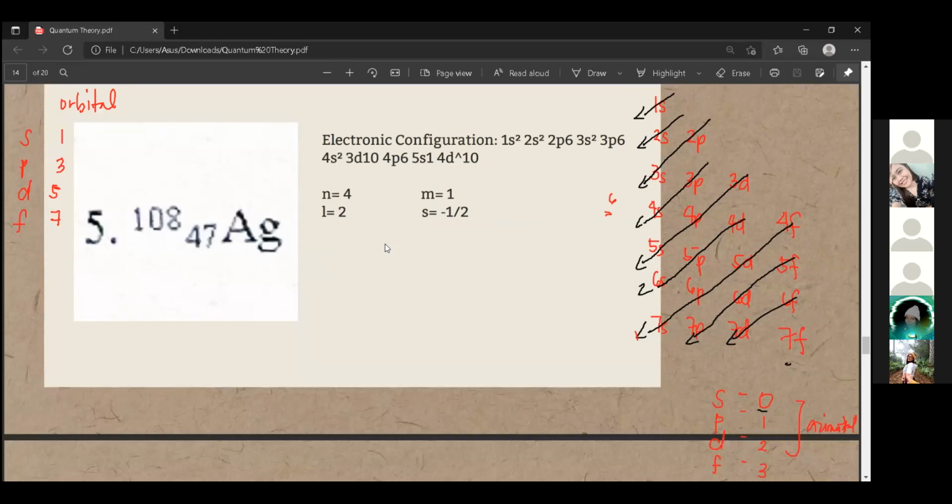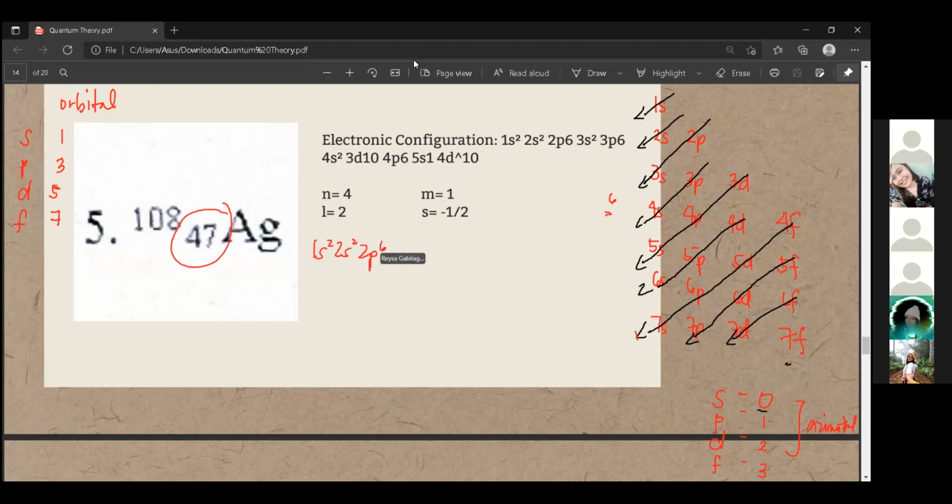This one, how about silver? You have to be patient here because for silver, it's a fairly big number. Not the 108, but the 47. So you have to be good in addition so you know whether to end or not. So let's try. It's quite high.